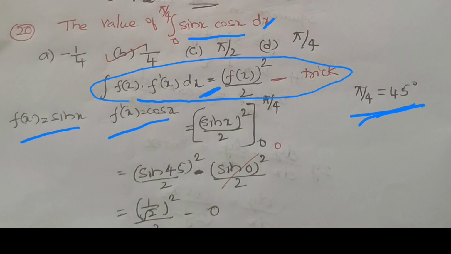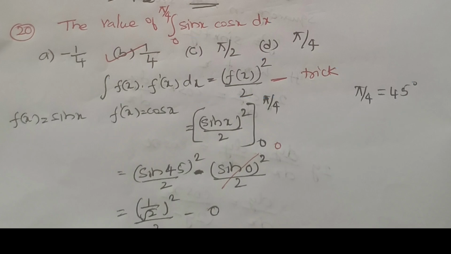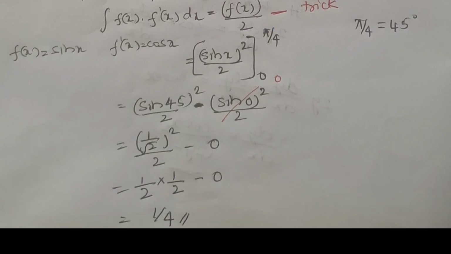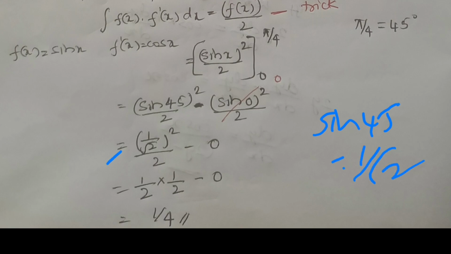If you use this trick, you can apply it directly without integration. So you have to apply f of x here: sin x whole square divided by 2. You have to apply the upper limit and lower limit. The upper limit is 45 degrees, meaning pi by 4. I have written directly sin 45 degrees whole square divided by 2 minus sin 0 degrees whole square divided by 2. So this term becomes 0. Sin 45 value is 1 by root 2. Substitute here: 1 by root 2 whole square divided by 2.